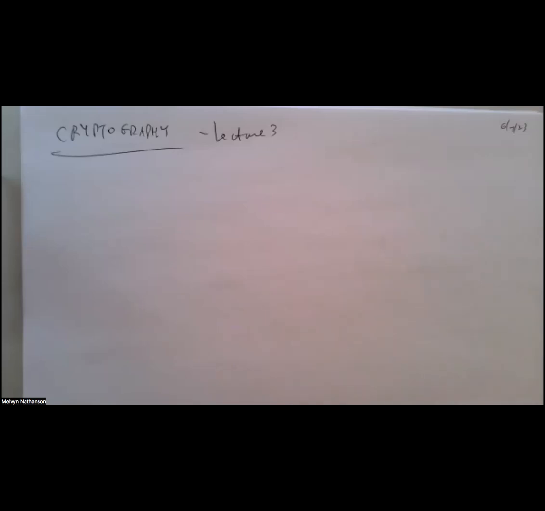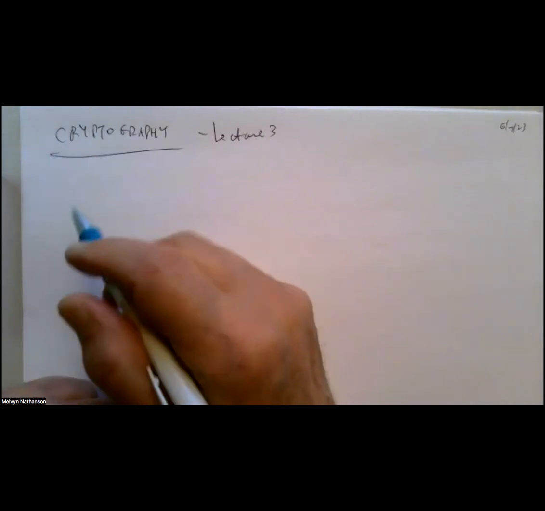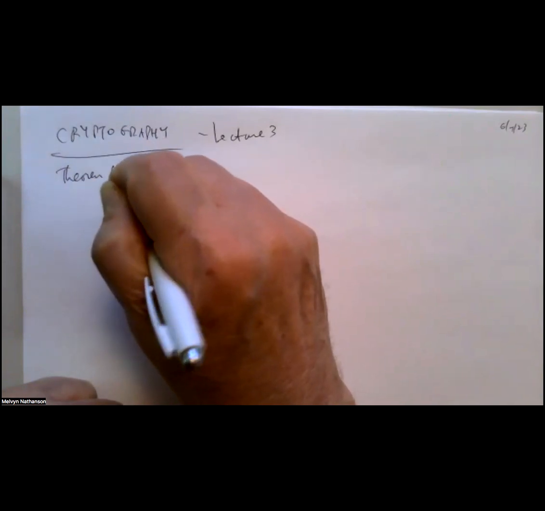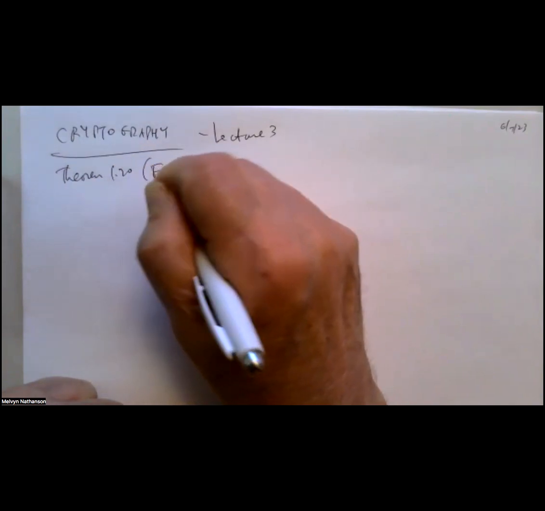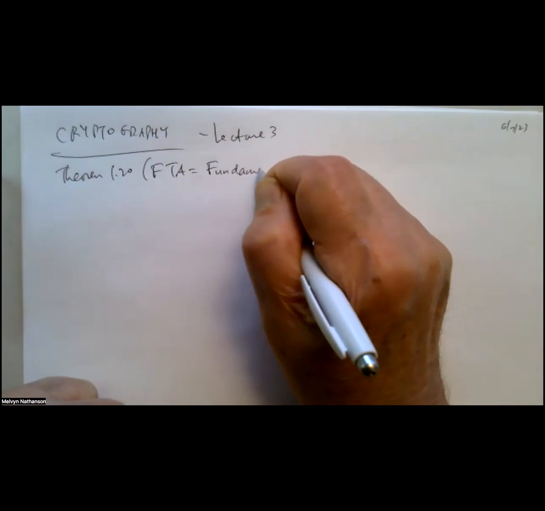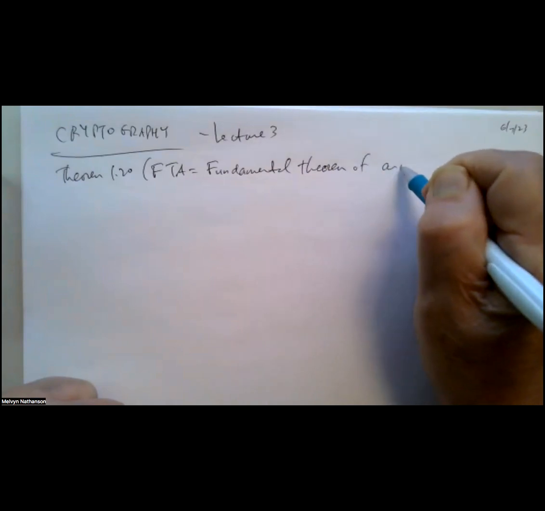Okay, this is lecture 3 in cryptography. And the beginning part of the course, what we're doing now in chapter 1, is some basic elementary arithmetic, elementary number theory, which is the basis of all cryptographic methods. And what I had stated yesterday was the theorem. It's 1.20 in Hoffstein's book, which is FTA, which stands for Fundamental Theorem of Arithmetic.